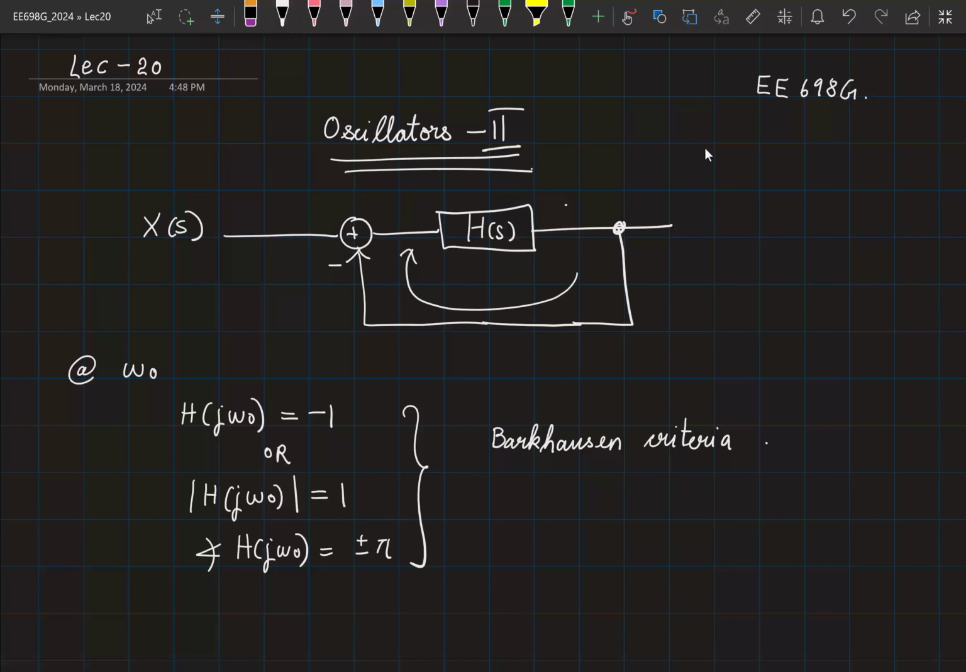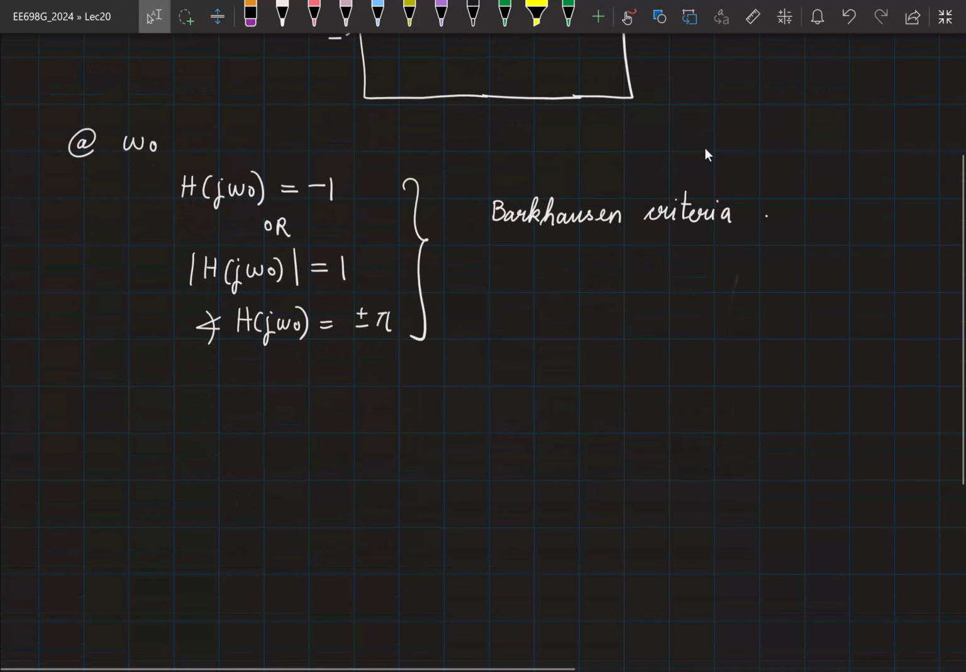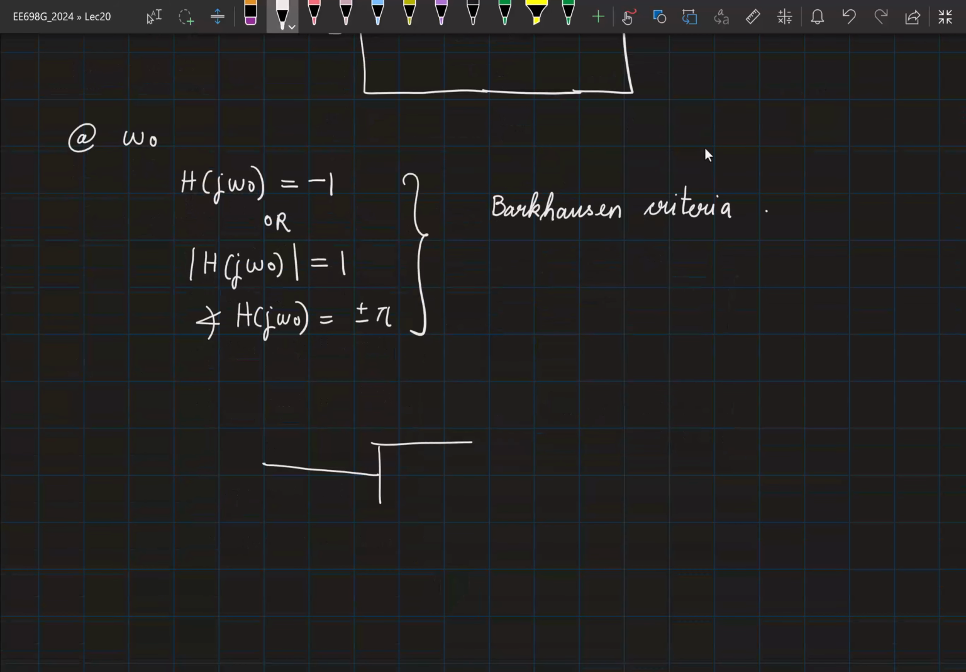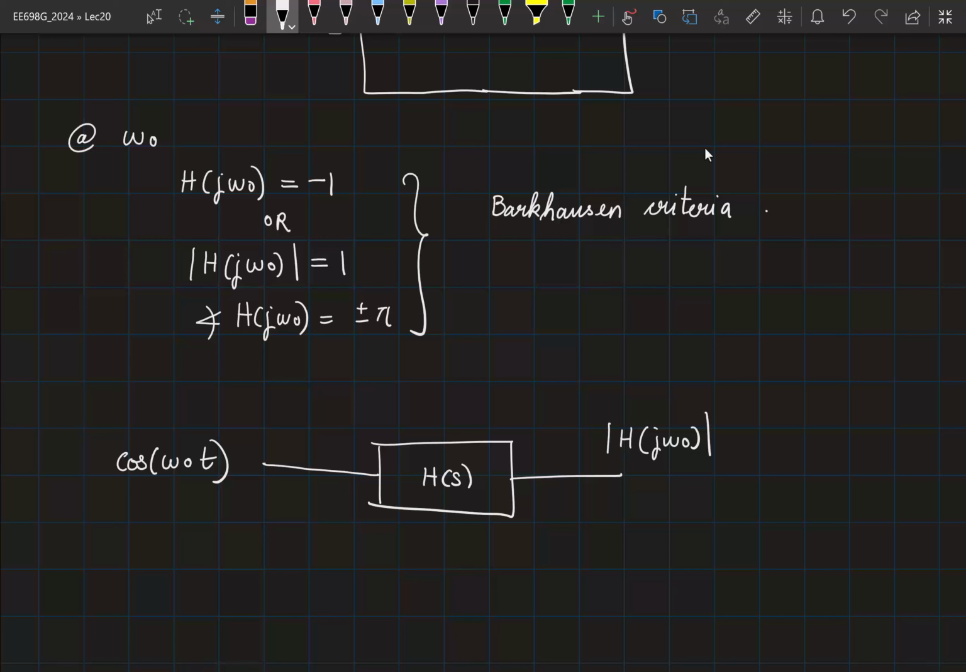Okay. Now, just to revisit some basics. Let's say I have a transfer function H of S. If I feed this with a signal cos of omega naught t, what do I get at the output? Mod of H of j omega naught times cos of omega naught t plus angle of H of j omega naught.